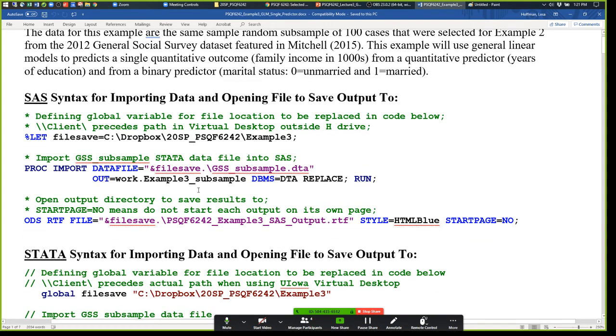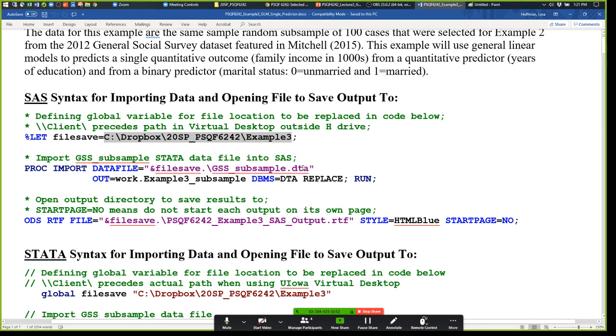First step is always to tell the program where your stuff is. Where's my stuff? The way that I'm doing that in SAS is to define this placeholder variable, this abbreviation file save, with the path to where my stuff is. So you would change that to where your stuff is.